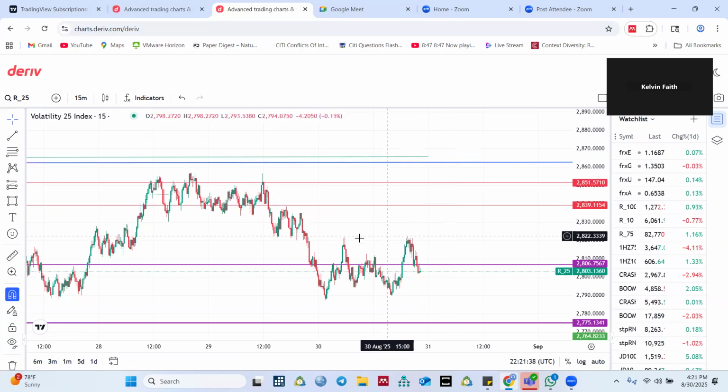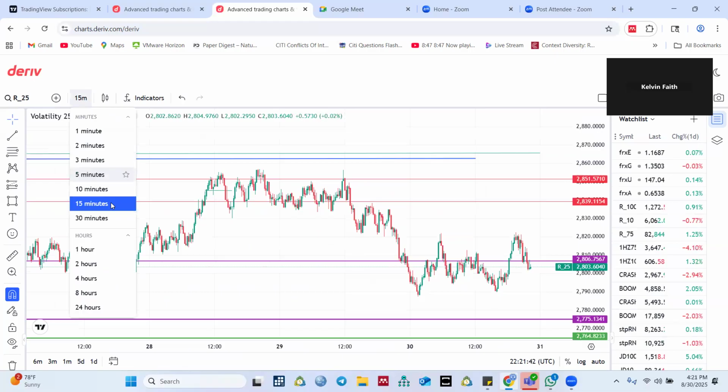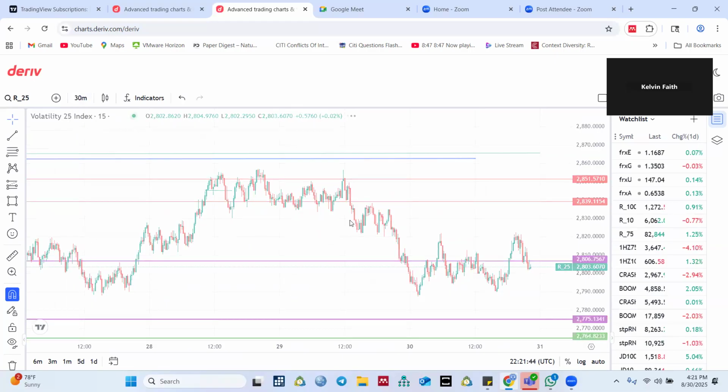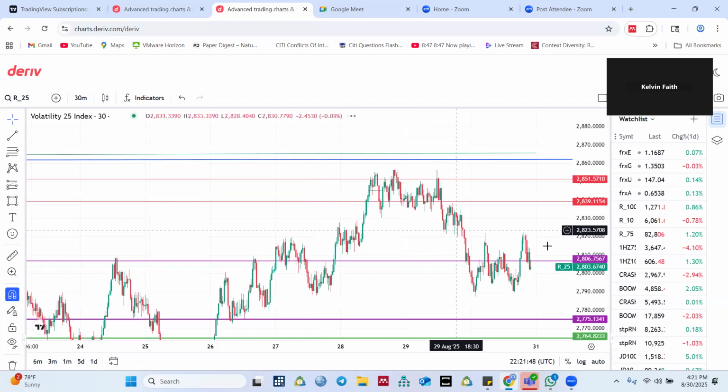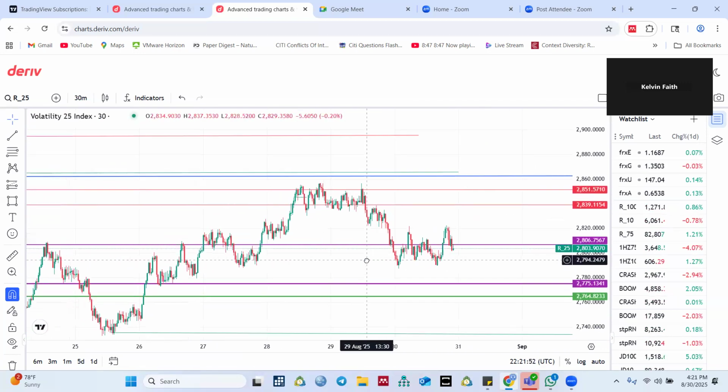Anything above here is buys. Okay, but this is 15 minutes. Let me go to 30 minutes to frame this setup. Maybe we can monitor this and take a setup from this today. How many minutes do we have for a new daily candle to open? We have about 1 hour, 30 minutes.